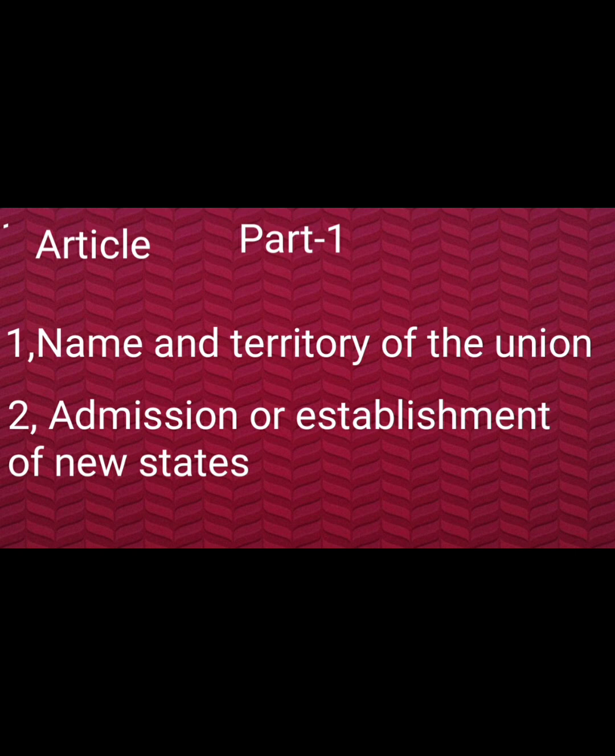Article 2. Admission or establishment of new States. Parliament may by law admit into the Union or establish new States on such terms and conditions as it thinks fit. 2A. Sikkim to be associated with the Union. Omitted by the Constitution 36th Amendment Act, 1975, S. 5, w.e.f. 26th April 1975.